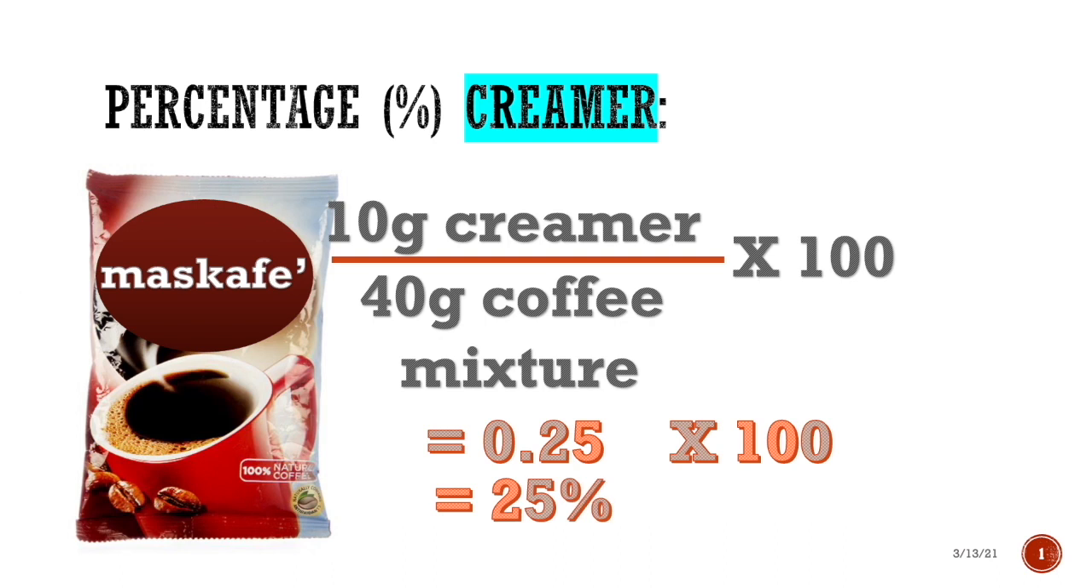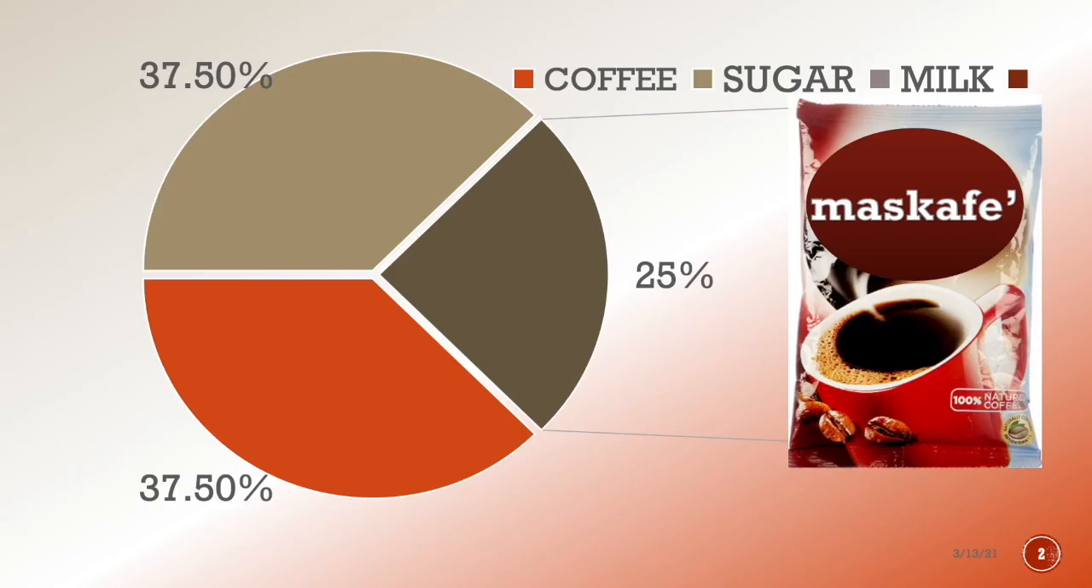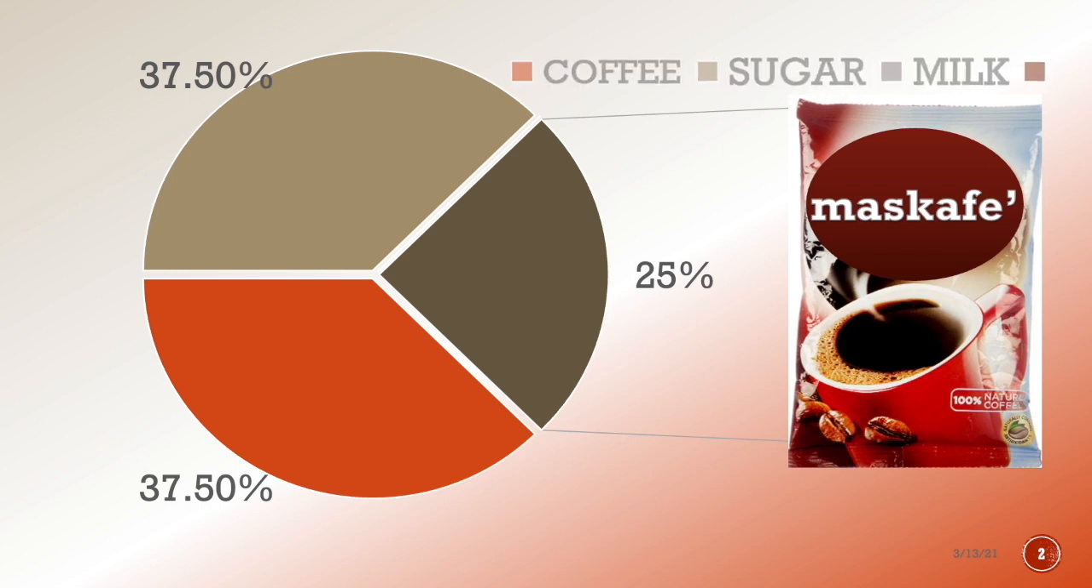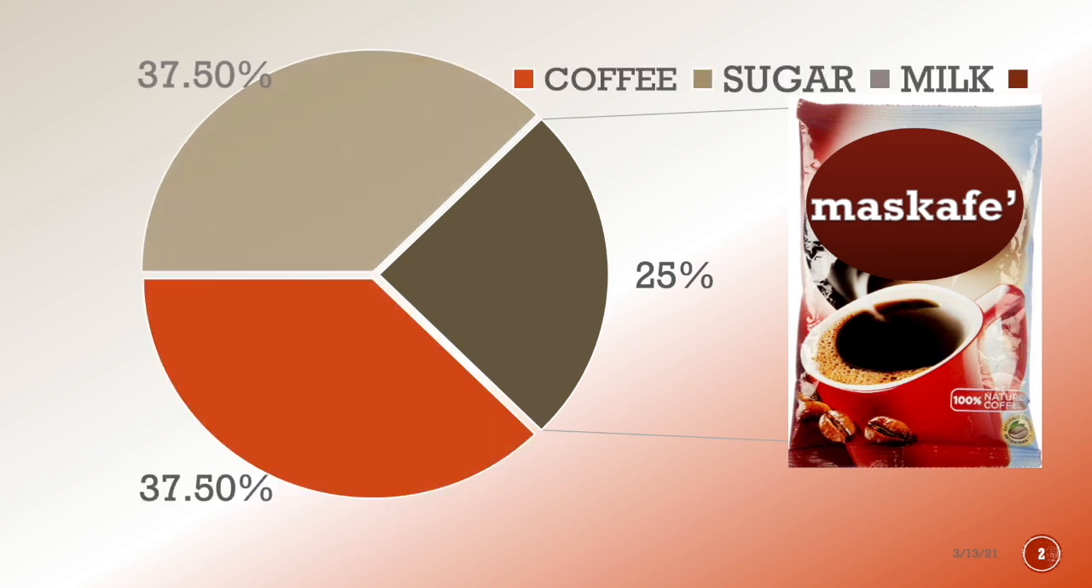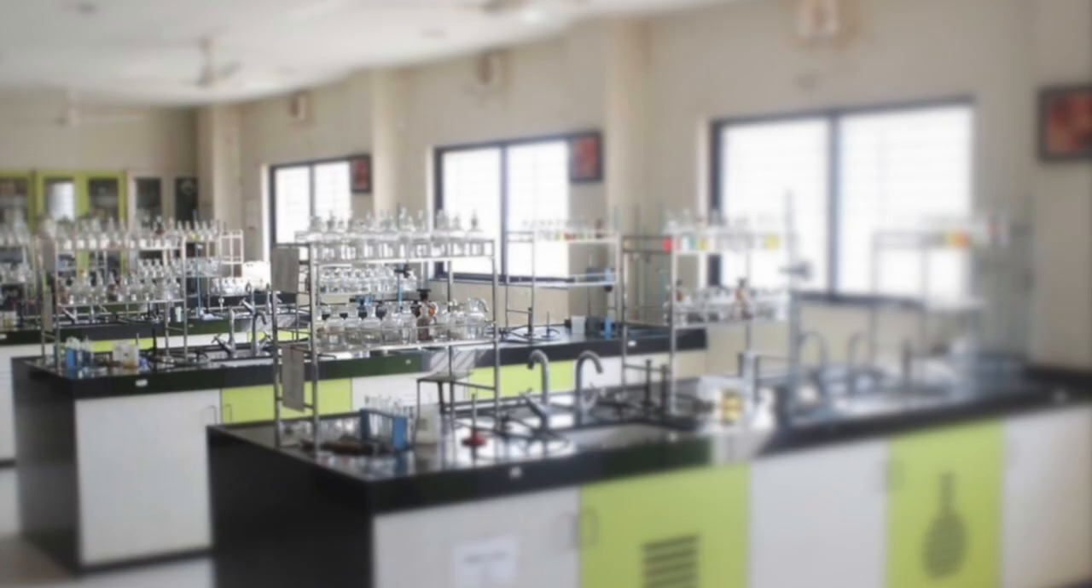Summing up all the computed values together, you will get 100%. What do these computed values mean? This means that in one sachet of 3-in-1 instant coffee, 37.5% of this is coffee, another 37.5% is sugar, and the remaining 25% is creamer.